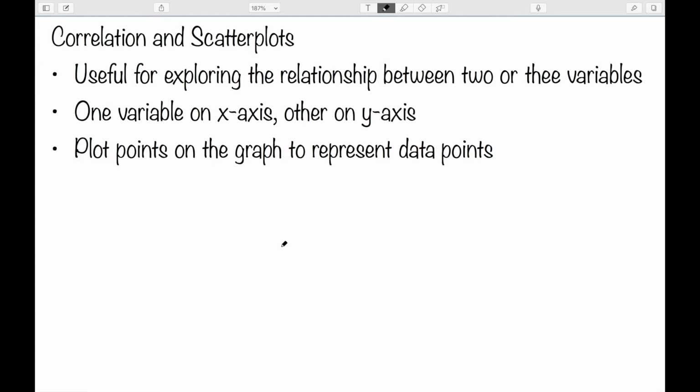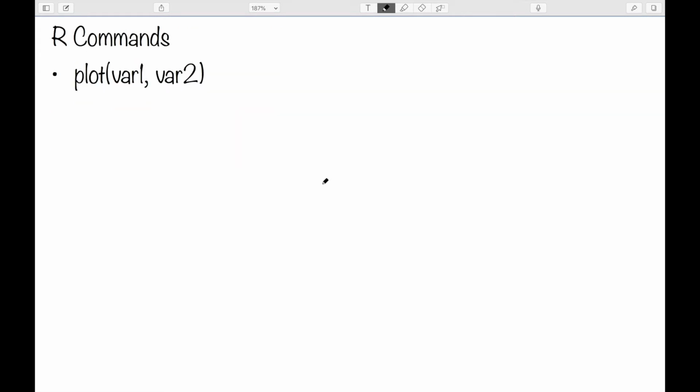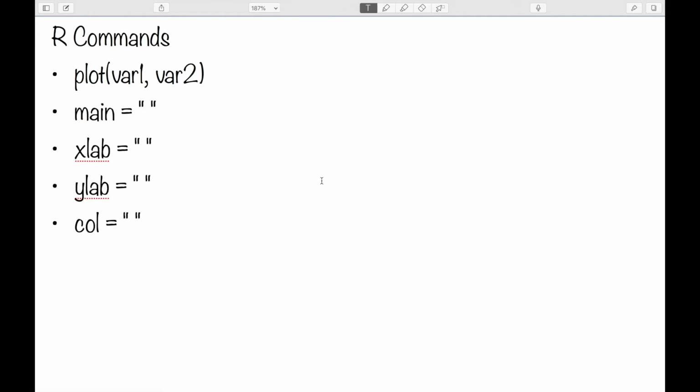So let's look at how to do this using R. For this, we use the command plot, and then we have our two variables. Variable 1 is our x-axis, variable 2 is the y-axis. And we can use some of our commands like main to indicate the title of the graph, xlab to indicate the x label, ylab for the y label, and col for the color of the graph. So we can change up things a lot like that. So let's look at an example.